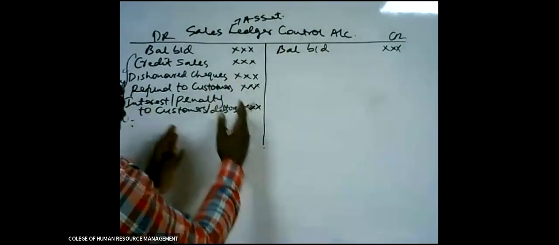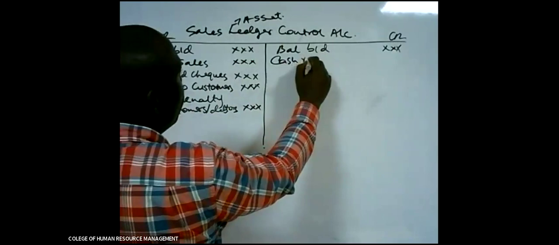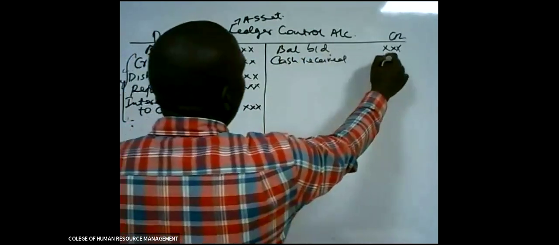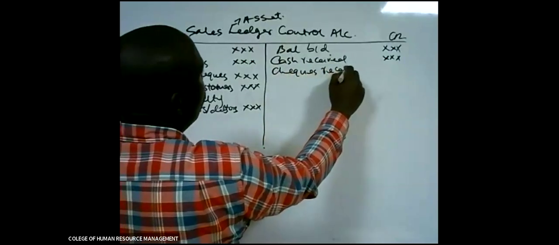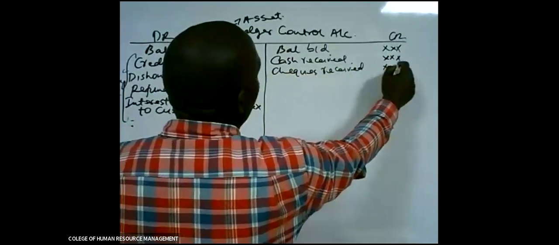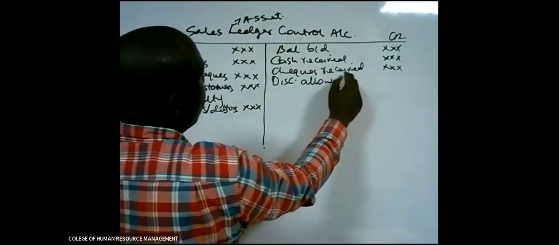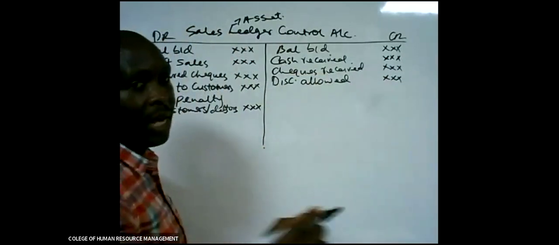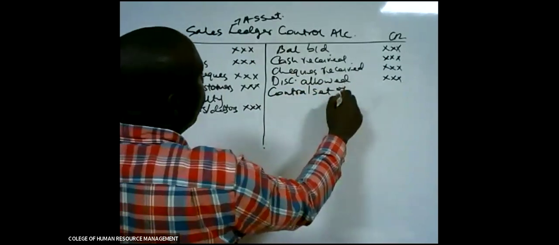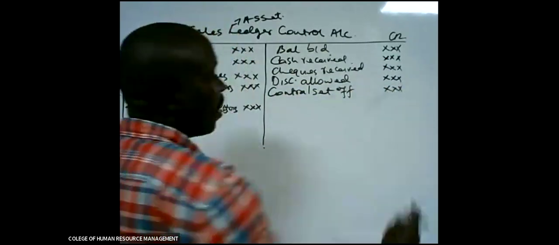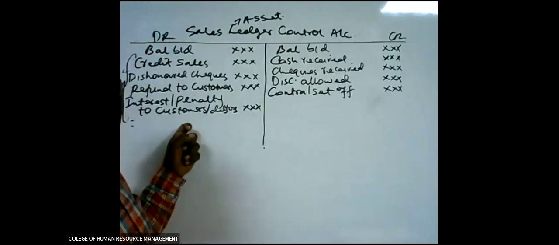Then here, what reduces the customer's balance to the business is, one, cash receipt, when we receive cash from them. Two, it is cheques receipt, the cheques that we receive from them. We allow them discount, they will pay less. The discount allowed is normally the same amount that we record on the purchases ledger. But on the purchases ledger, it comes on this side.